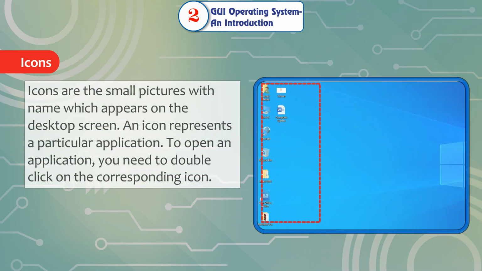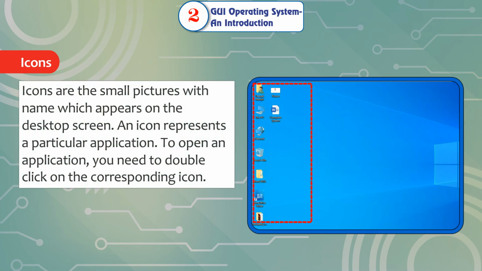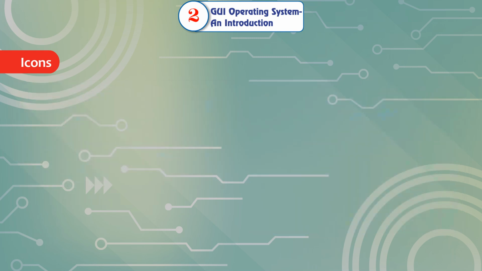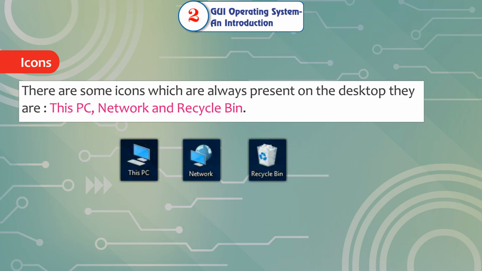Icons. Icons are the small pictures with names which appear on the desktop screen. An icon represents a particular application. To open an application, you need to double-click on the corresponding icon. There are some icons which are always present on the desktop. They are This PC, Network and Recycle Bin.